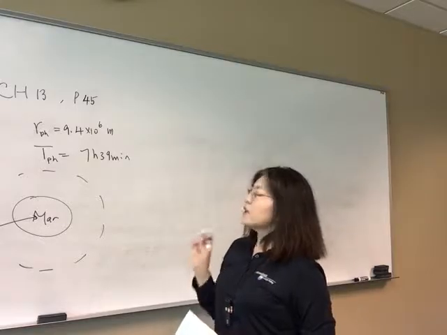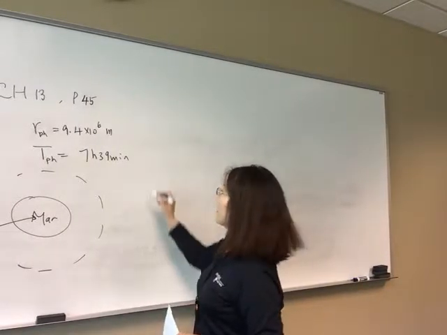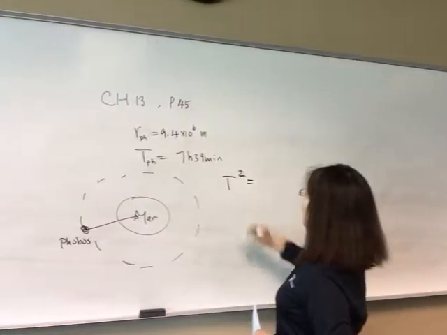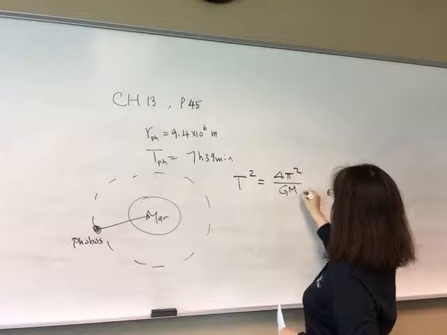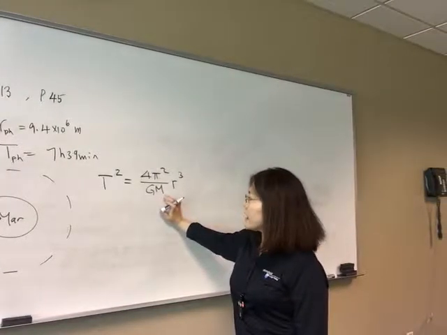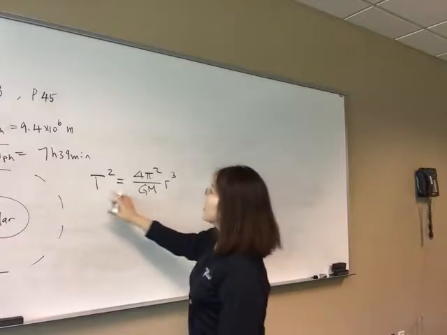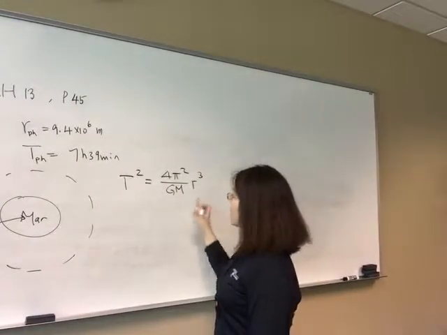You have the radius, you have the period, which means you have to use one of Kepler's laws, which is T squared equals 4 pi squared over GM, times R cubed. Now, M here again is the mass of the object at the center of the orbit. You have the T, you have the R, so it's easy to calculate the mass of Mars.